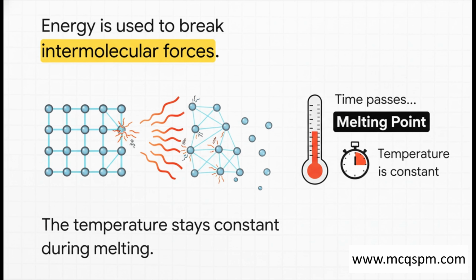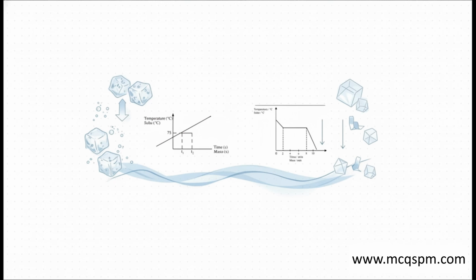Well, it's being used for a very specific job, breaking down the forces that are holding the particles together in that rigid solid structure. That process is called melting. And that constant temperature, that's the melting point. And guess what? The whole process works in reverse too. A heating curve shows energy going in to melt a solid. A cooling curve, like this one on the right, shows energy being released as the liquid freezes and turns back into a solid. You still get that flat plateau, but this time it represents the freezing point.